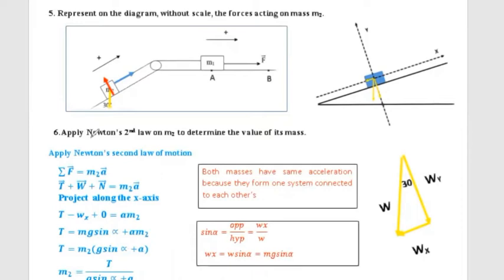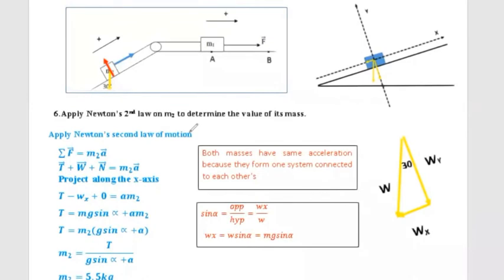Now, in part 6, we have to apply Newton's second law on M2 to determine the value of its mass. So we apply Newton's second law of motion on M2. The sum of forces equals M2 times the acceleration. Note that the acceleration A2 is equal to the acceleration A1 because these all form one system. They move with the same acceleration, so we will put A instead of A2. What are the forces? We said the tension, the weight W, the normal reaction, equal M2 times A.